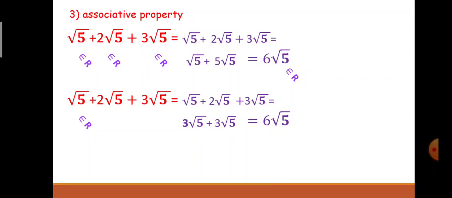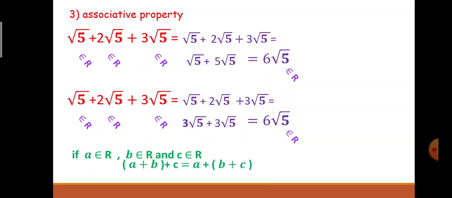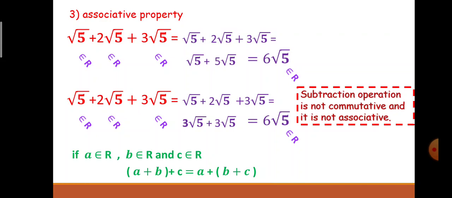So here if we add the first 2 terms together, then we add the second 2 terms together, we have the same result between these 2 expressions. So 6 square root of 5 as a first equals 6 square root of 5 as a second. Okay, then it means what? It means this property is called associative property. So subtraction operation isn't commutative and isn't associative also.